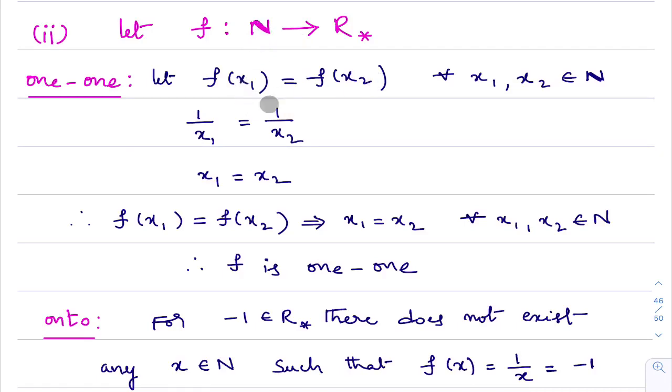So I consider f of x1 equal to f of x2. What is f of x1? As the function is defined as f of x equal to 1 by x, f of x1 is 1 by x1 and f of x2 is 1 by x2, right? Cross multiply, you will get x1 equal to x2. So when I take f of x1 equal to f of x2, I got x1 equal to x2. Therefore, I can say that the function f is one-one.